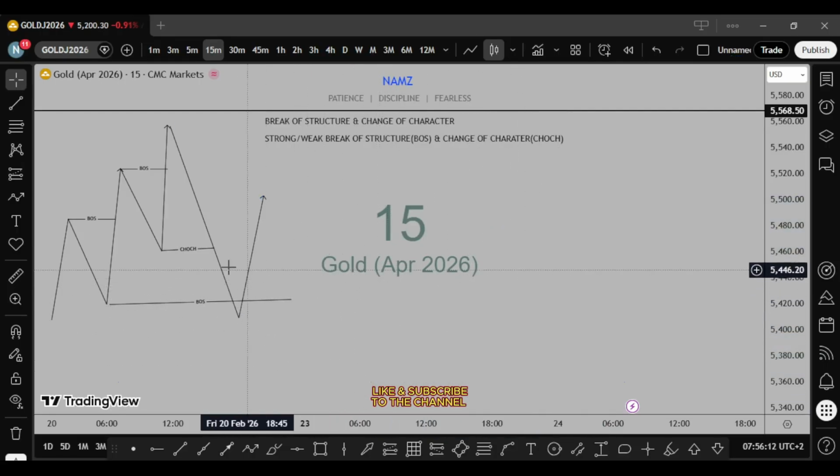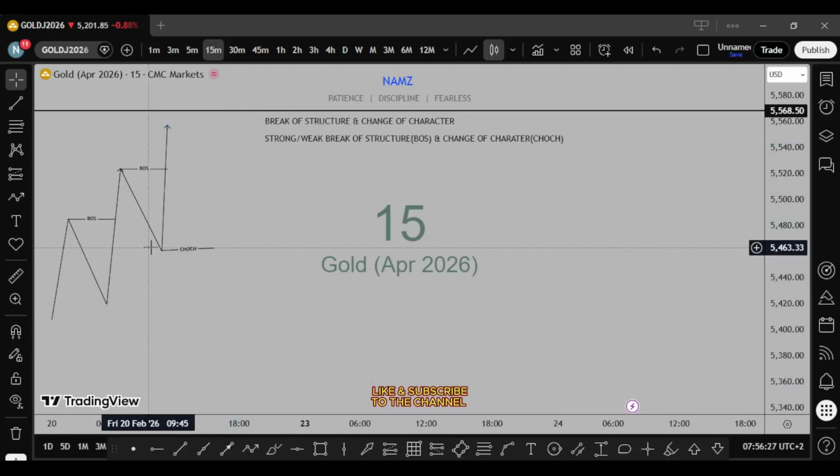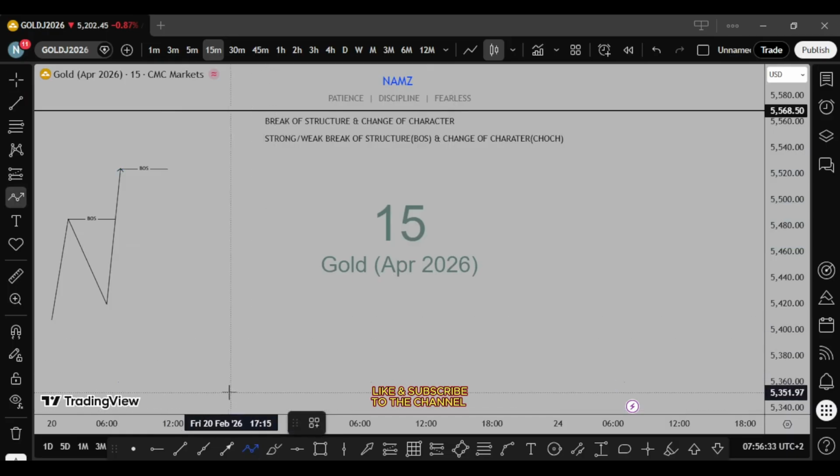I repeat again, change of character is the first break to the opposite direction. If we were bullish, let me remove this. If we were bullish and the market decides to break to the downside, that's what we call change of character. For instance, it is going up, it is doing like this.